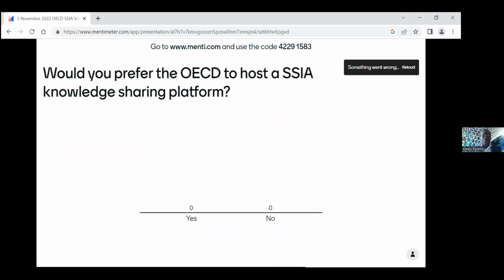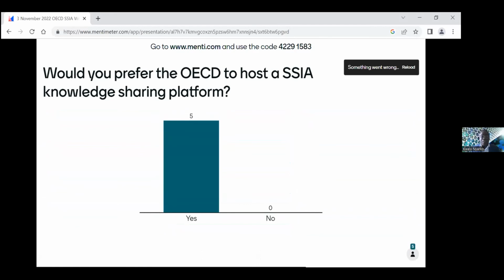Do you prefer for the OECD to host such a platform where knowledge would be shared? And so that's really the question here. It's a simple yes or no, and hopefully we will be able to get some more feedback on the rationale behind it. But generally, we're talking about such a platform. Should it be hosted by? Who should host this platform?